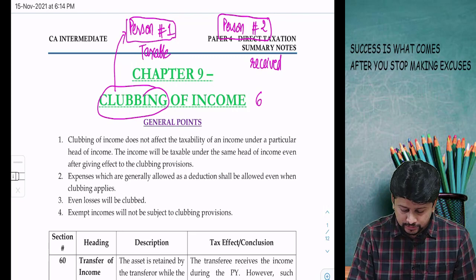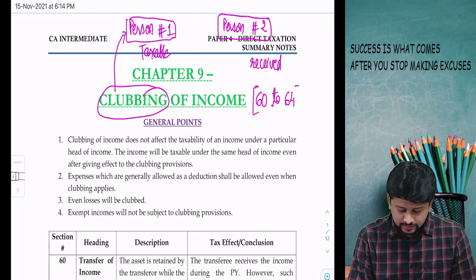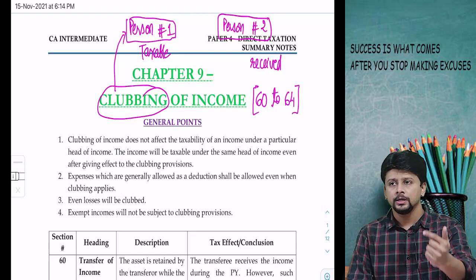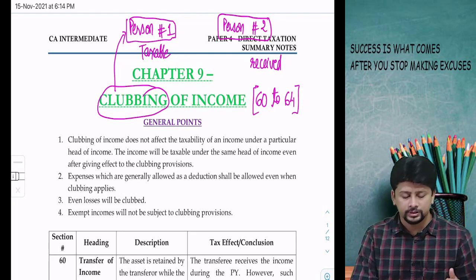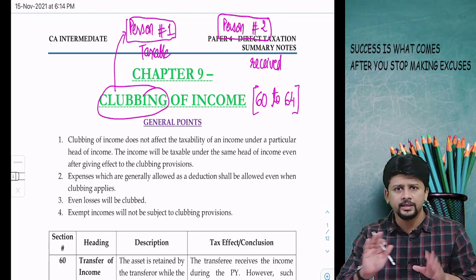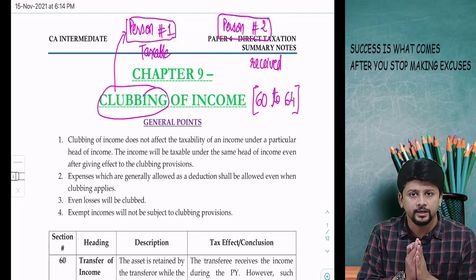The range of sections here are from section number 60 to section number 64. It is section 64 which is the main section, which has various subsections and clause numbers to study. First three sections, 60, 61, 62, are pretty simple, pretty easy to tackle. Certain things that you must remember when it comes to clubbing.